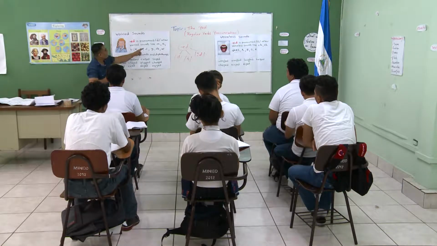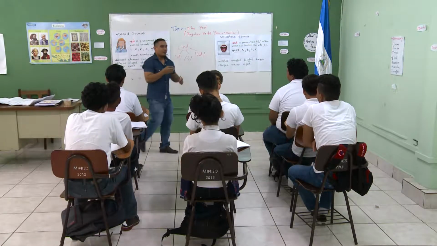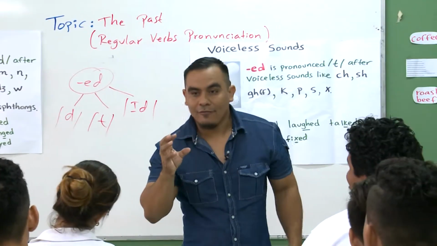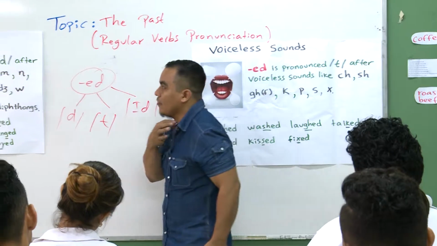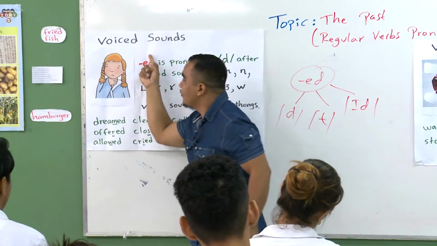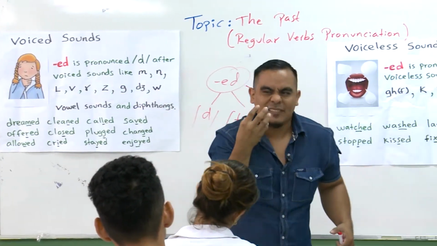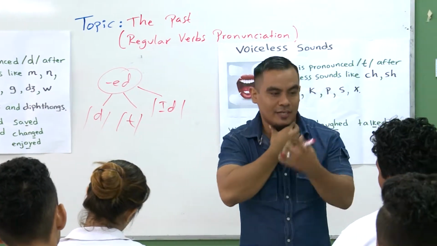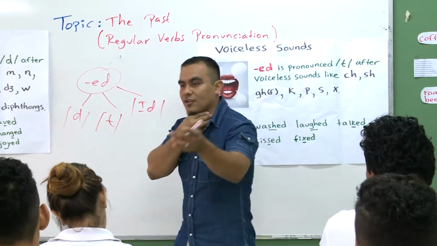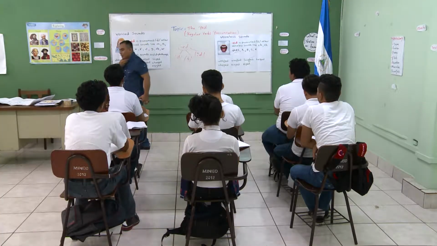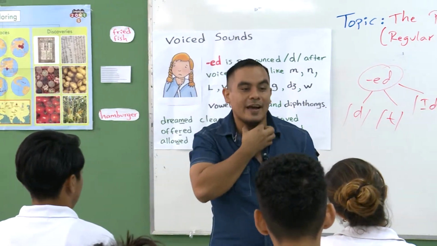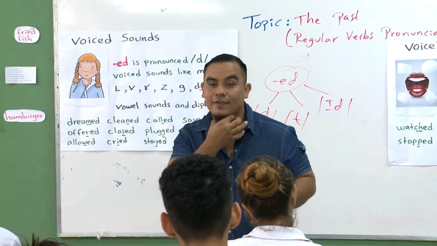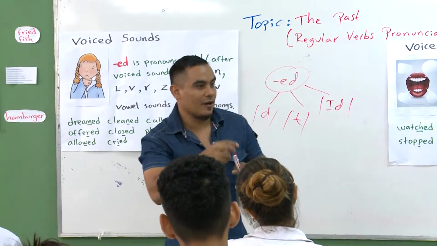Okay, when do we say D? When we make voiced sounds. What is that? Okay, touch your throat, everybody. A voiced sound is when you feel vibration in your throat.